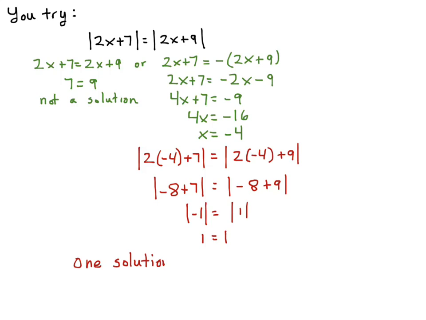And so we have the absolute value of -1 equals the absolute value of 1, and so 1 equals 1. So here's a case where we only have one solution, where the equation that we set up on the left has no solution, the equation that you set up on the right has a solution. So there's one solution to this.